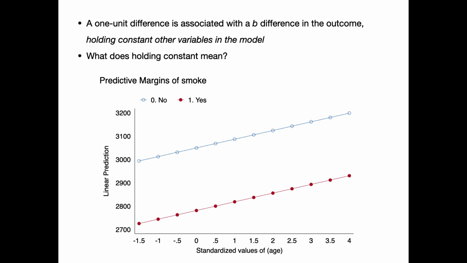So if we think about what does holding constant mean? What I've got here are predicted values. Each dot is a predicted value. The red dots are for mothers who smoked. The blue hollow dots are for mothers who didn't smoke. On the x-axis down here, we've got the mother's age, but remember this is a standardized value, so this is the average right here. And this linear prediction is the predicted birth weight over here.